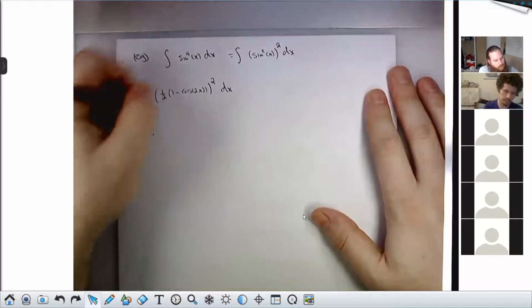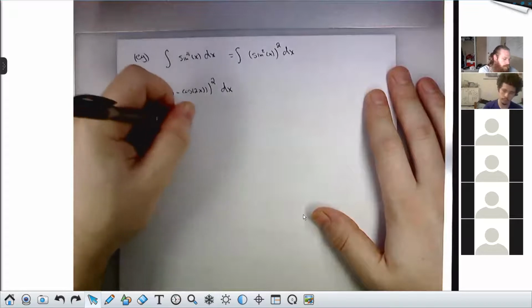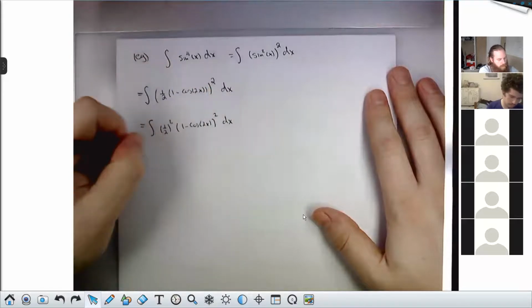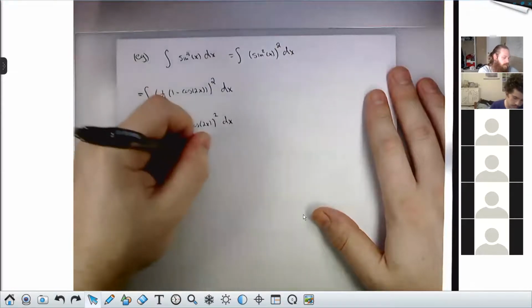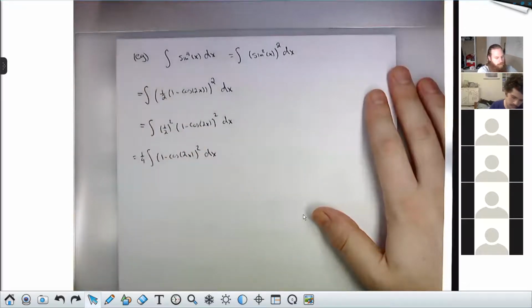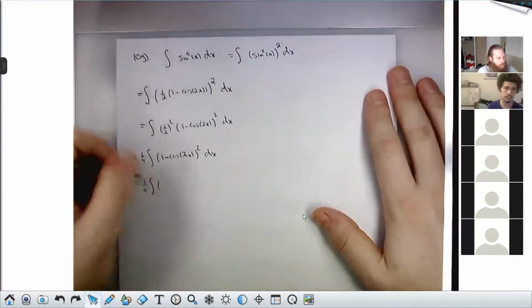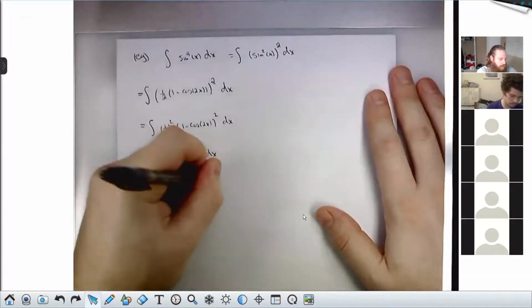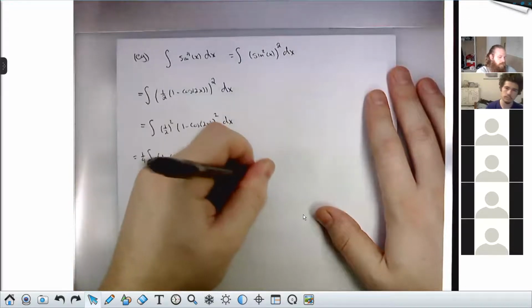which is 1/2 squared times 1 minus cos 2x squared. So 1/4 will pop out and you get integral of 1 minus cos 2x squared. And then you FOIL it out and proceed from there. We might as well do it. This would be 1/4 integral 1 minus 2 cos 2x plus cos squared 2x dx.